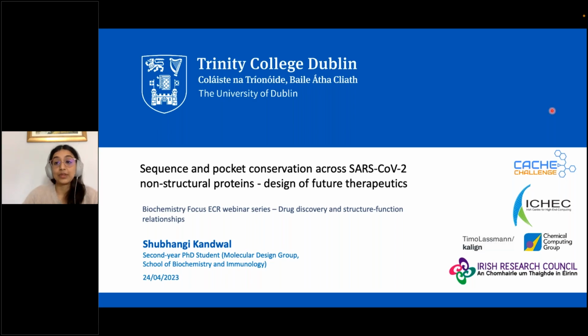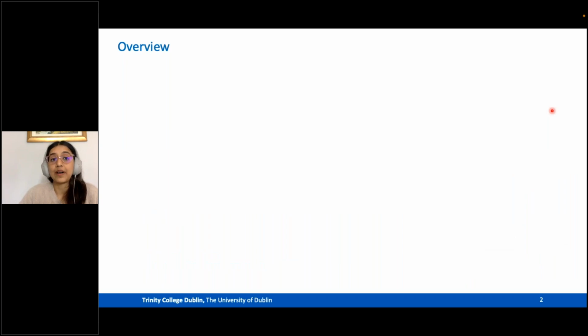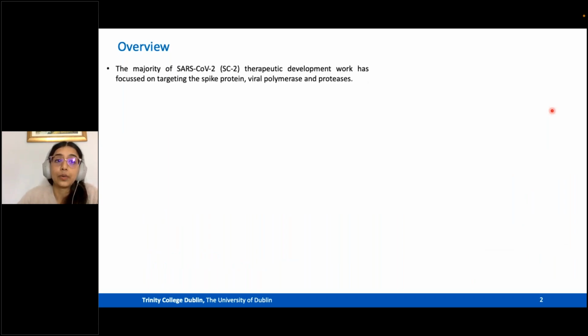So in this talk, I'll be talking about sequence and binding pocket conservation across the SARS-CoV-2 non-structural proteins and insight into the design of future therapeutics. Just to start, I'll start off by talking about the idea behind my project. So we've seen over the course of the COVID-19 pandemic that the majority of SARS-CoV-2 therapeutic development has focused on targeting the spike protein, the viral polymerases, and the viral proteases.